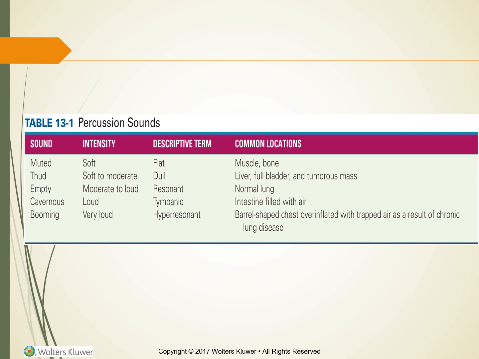An empty sound can be moderate to loud, it's resonant, and it's usually over a normal lung. A cavernous sound is loud, it's tympanic, and it's usually an intestine filled with air. Booming is very loud, hyperresonant, and barrel-shaped chest overfilled with trapped air is usually when you can hear it as a result of chronic lung disease.